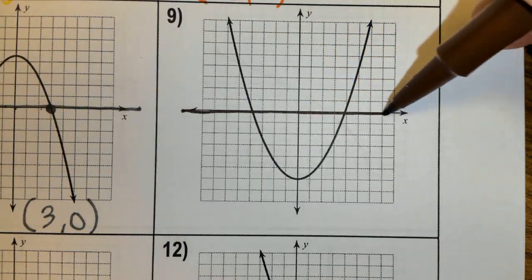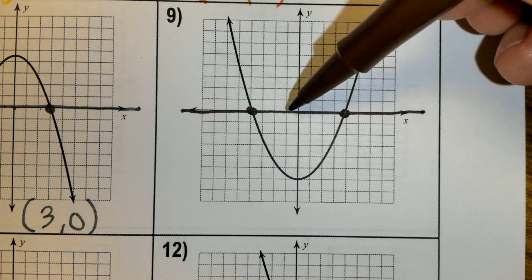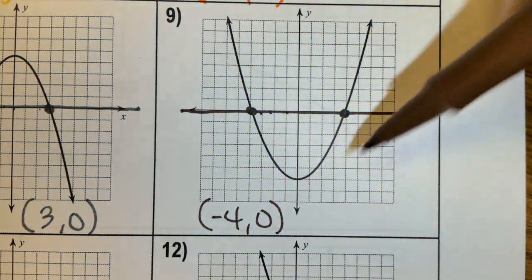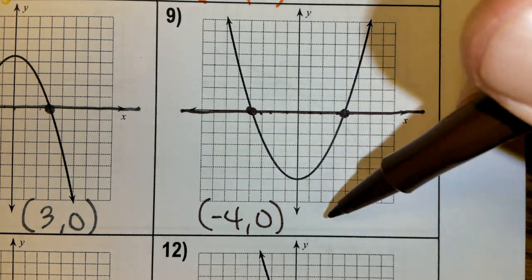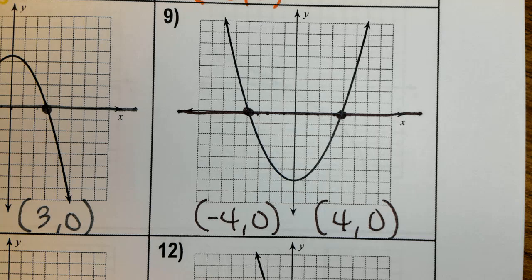X-axis. I cross here and here. Negative 1, 2, 3, 4, comma 0, and 1, 2, 3, positive 4, comma 0. Sweet. Got it.